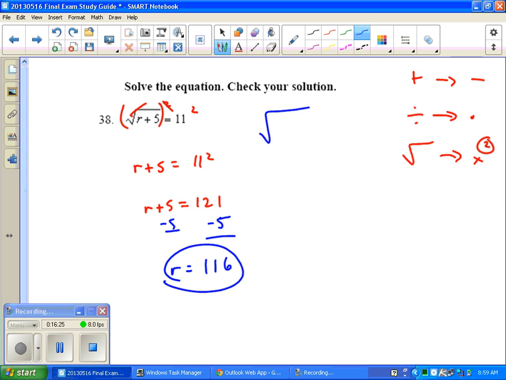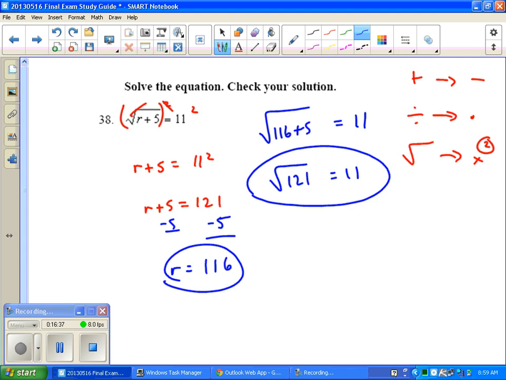The square root of, in place of r, we'll plug in 116 plus 5 equals 11. The square root of 121 equals 11. That is a true statement. So when you take the square root, it means what times itself is 121? 11.